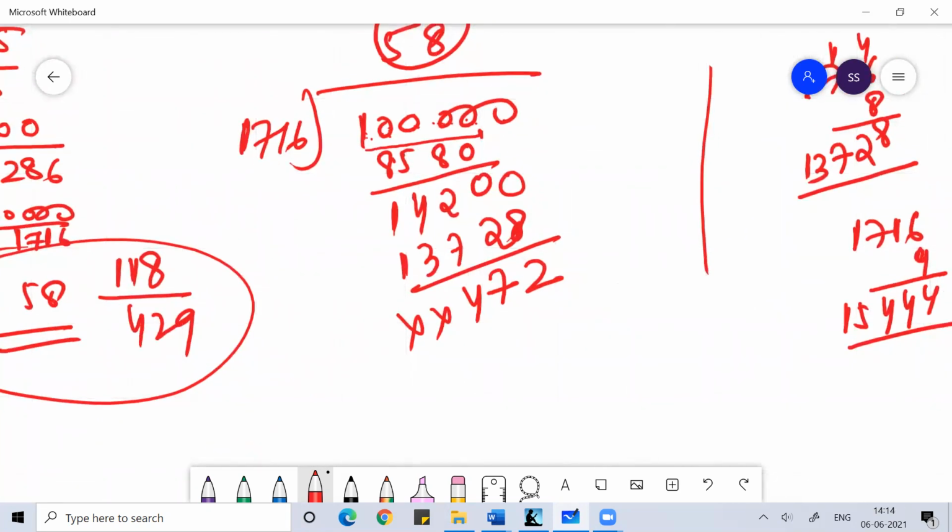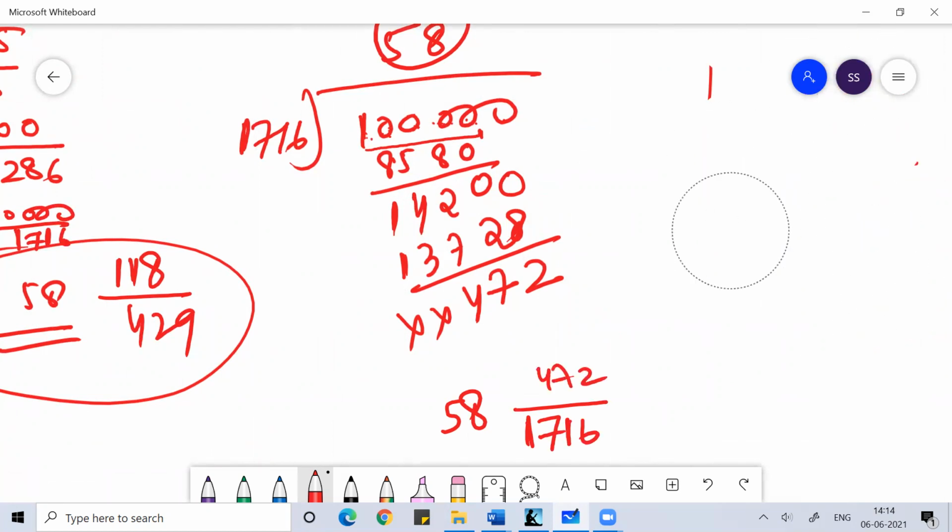So this is my answer, 58, 1716 by 470. You can make it simple. Both will go by 4. Both will go by 8 also, no? 8 also it will go, right?